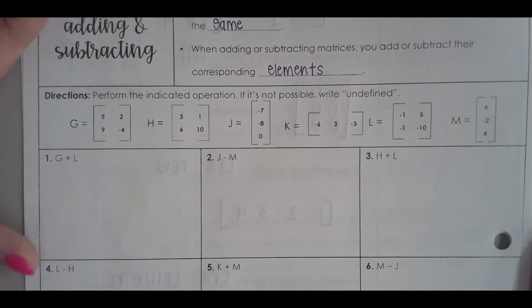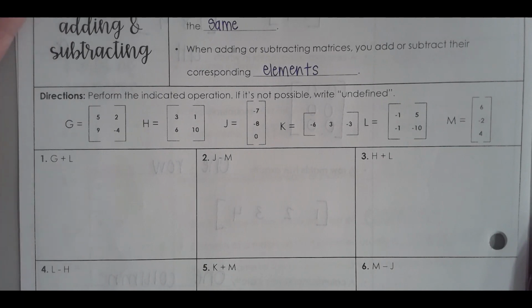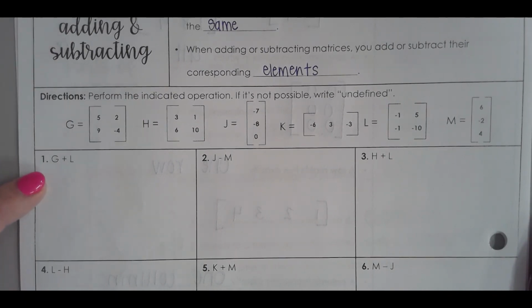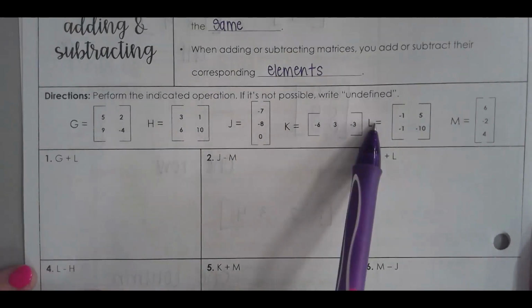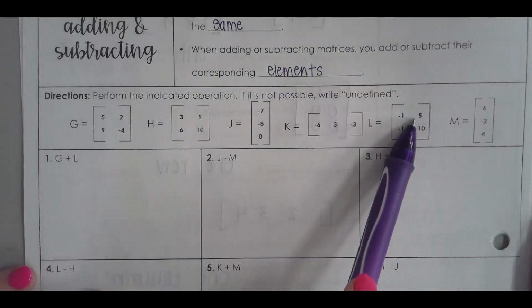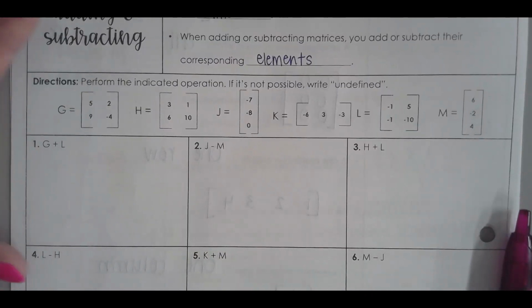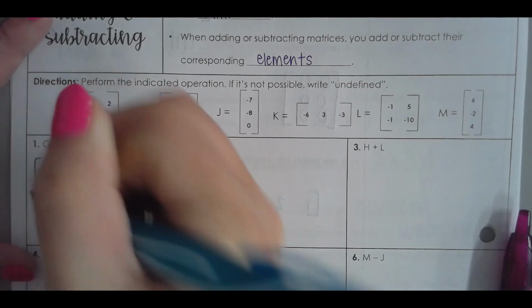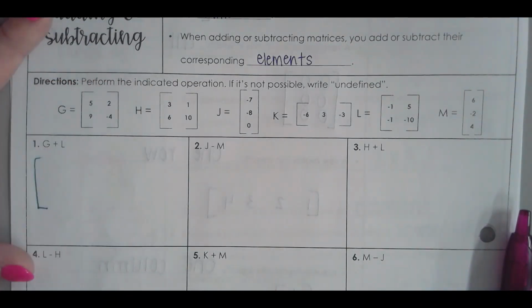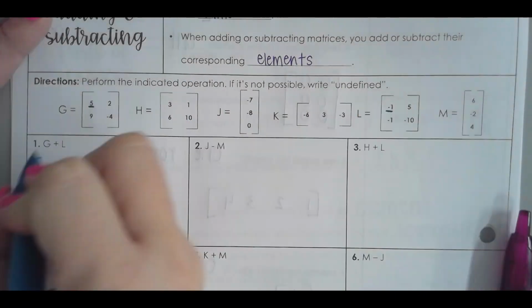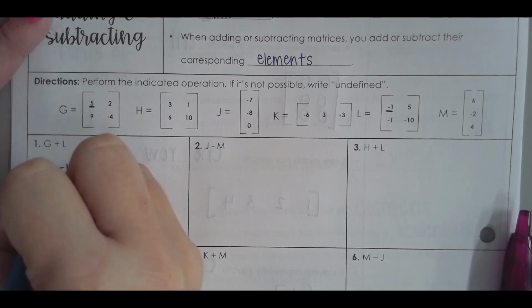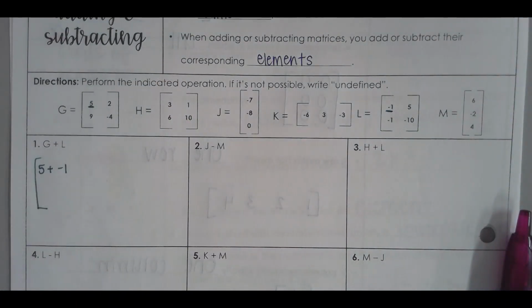So I've given you a list of matrices. And number 1, G plus L. So matrix G is a 2 by 2. L is a 2 by 2. So you can add those. So when we do G plus L, we're going to add 5 plus -1. So those are both the elements in the top left. That's element 1, 1. First row, first column. You add those two together.